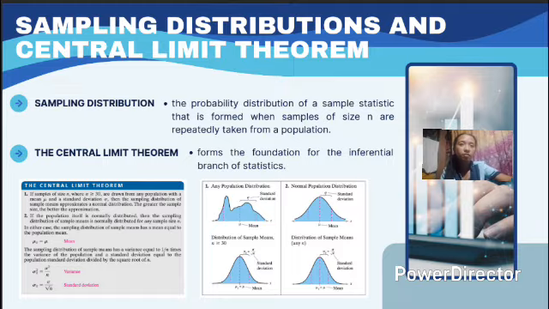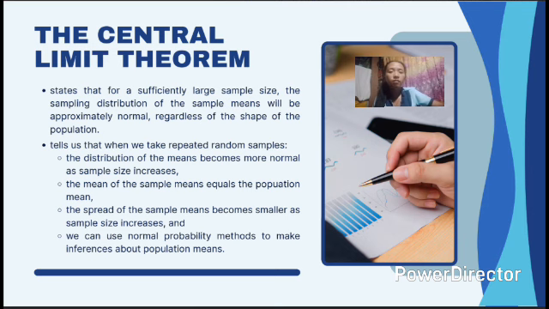Next is the sampling distributions and central limit theorem. So the sampling distribution is the probability distribution of a sample statistic that is formed when samples of size n are repeatedly taken from a population. The central limit theorem also forms the foundation for the inferential branch of statistics. Now, what is the central limit theorem?